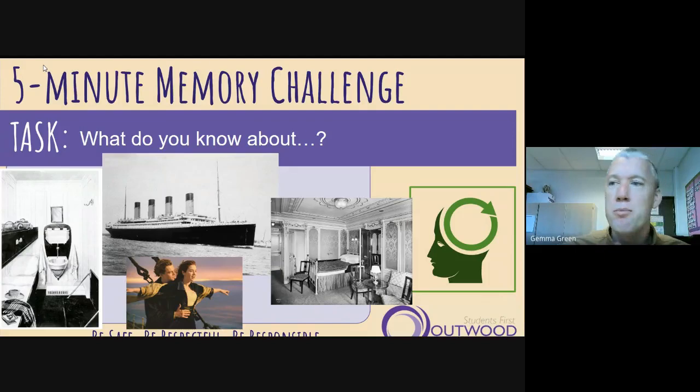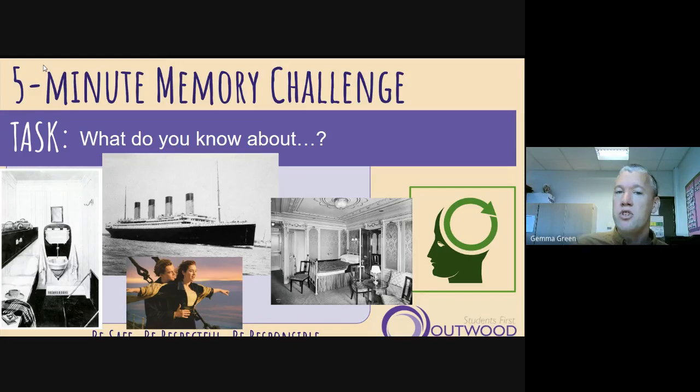What I would like you to do is look at these four images that are on the screen and just have a think about what you think this history lesson we're going to look at today could be about. I'm hoping at least one of those pictures will spring something to mind. It may not. What we're actually going to learn about today is the Titanic, or the Titanic disaster.